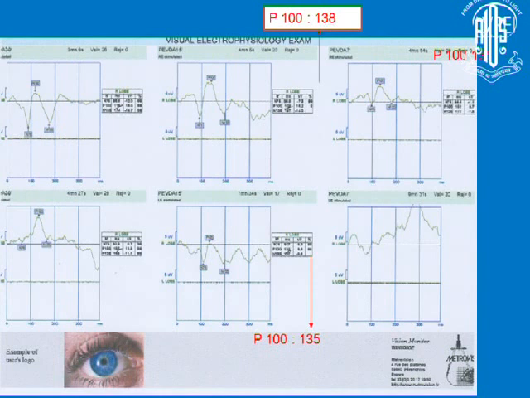What it means is that from the baseline, from the beginning till the peak of the P100, the implicit time usually takes about 100 to 110 milliseconds. The standard deviation set for most machines is around 120 milliseconds. So if you see that this is more than 120 milliseconds, then it's highly suggestive of prolongation of P100 implicit time, and it is more suggestive of demyelination than anything else.